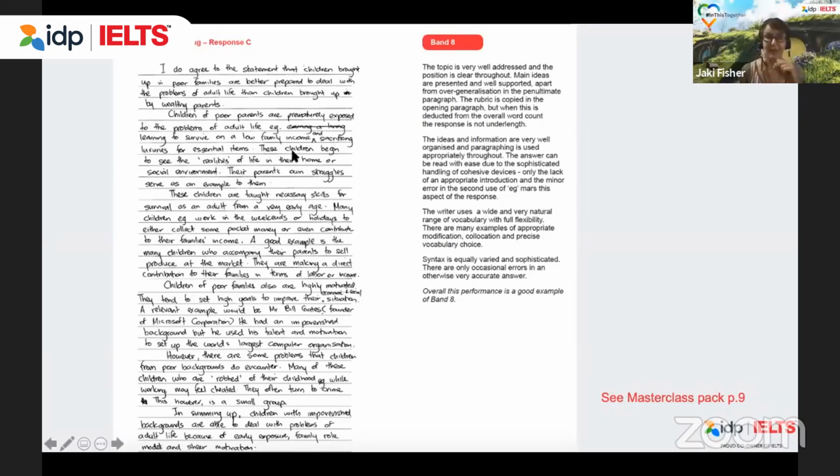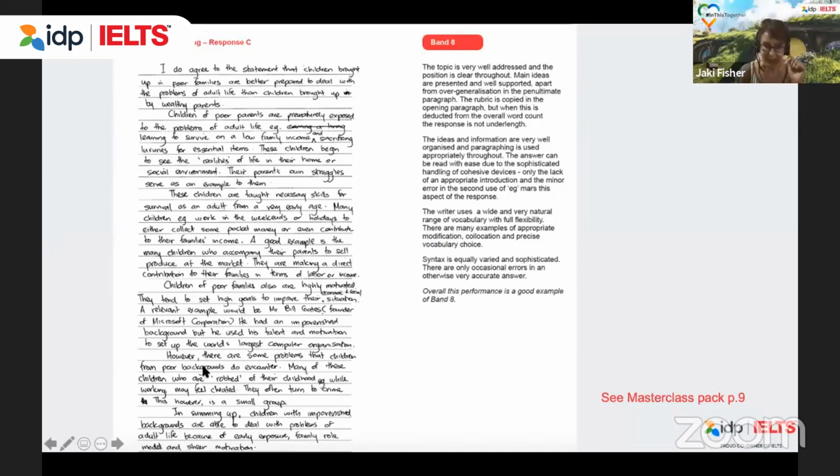So this paragraph is the first reason why they agree. Children of poor parents are prematurely exposed to problems of adult life. E.g., they're giving an example. I actually think it's better to write for example, the full word, but this is okay. So they give an example. So that's one reason here. Here's another reason why they agree. And here is another reason why they agree. So 3 reasons. So usually we have 3 reasons to support why we agree, if you agree or disagree.